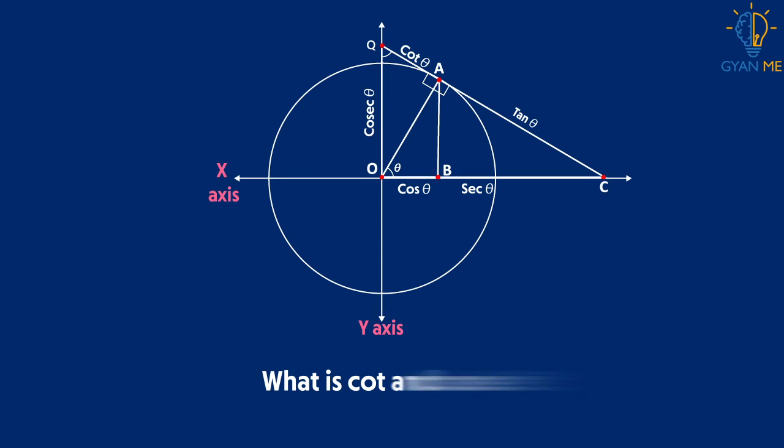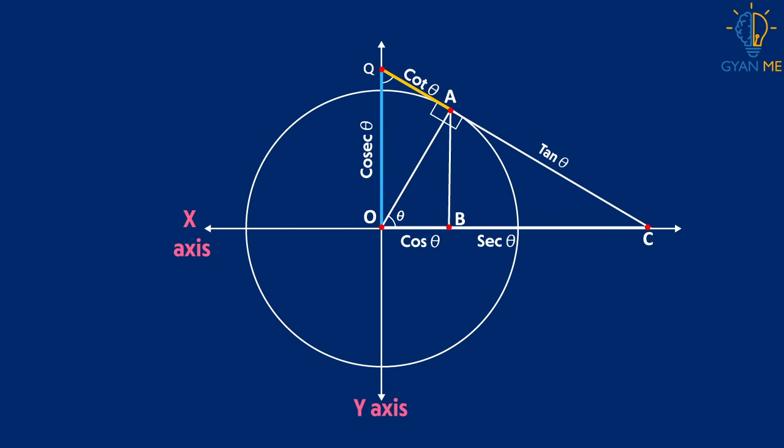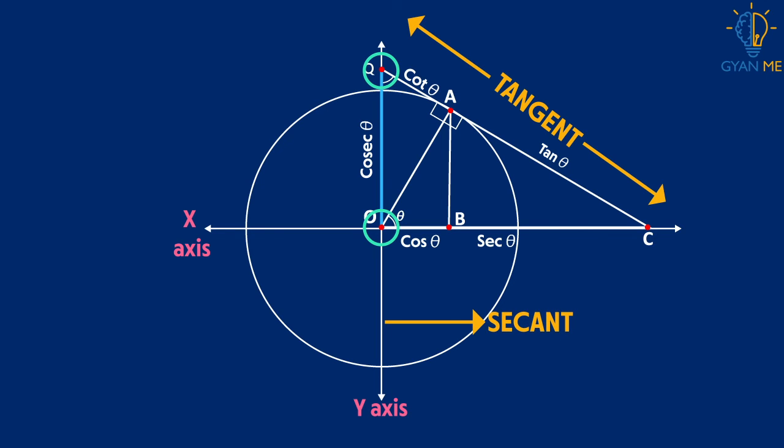Let's understand. Going back to our unit circle, what are cot and cosec theta here? Yes, cot is this distance, the distance between the point A where this tangent touches the circle and the point where it cuts the y-axis. Remember that it is the y-axis and not the x-axis. Similarly, cosec is the distance between this point O, the origin, and this point where the secant cuts the y-axis. Again, it is the y-axis and not the x-axis.